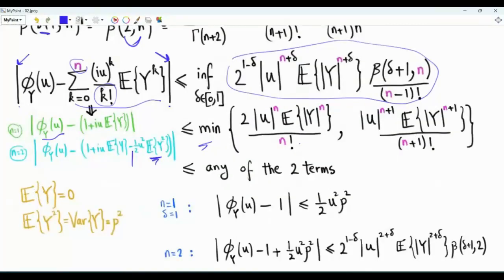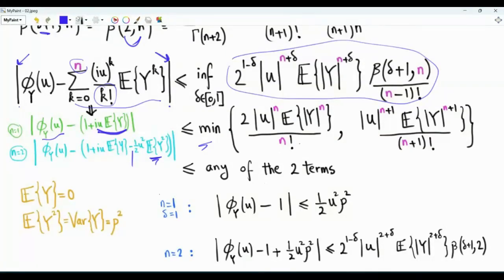If random variable y is zero mean and its variance is rho squared, then what is the upper bound if we choose n equals 1 and we fix delta equal to 1? If the first moment is equal to 0, then this term here is 0, and the magnitude will be the magnitude of the characteristic function minus 1. This is the deviation between the characteristic function and 1. Recall that the magnitude of the characteristic function is always less than or equal to 1. Here we are studying the magnitude of the characteristic function minus 1.